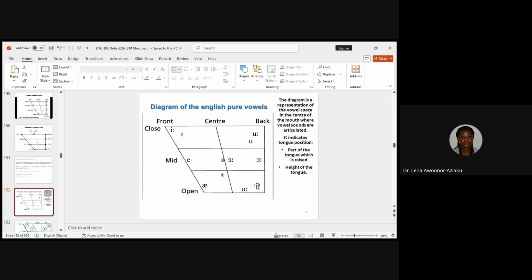Then we are moving this way first. Then we come to the center. So now we are going to the back. This is O. You can see that the lips are rounding. O. U. I'm going to take you through one after the other.